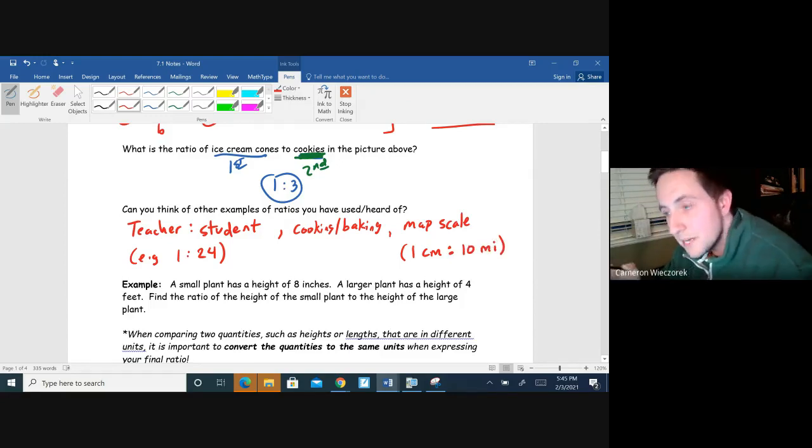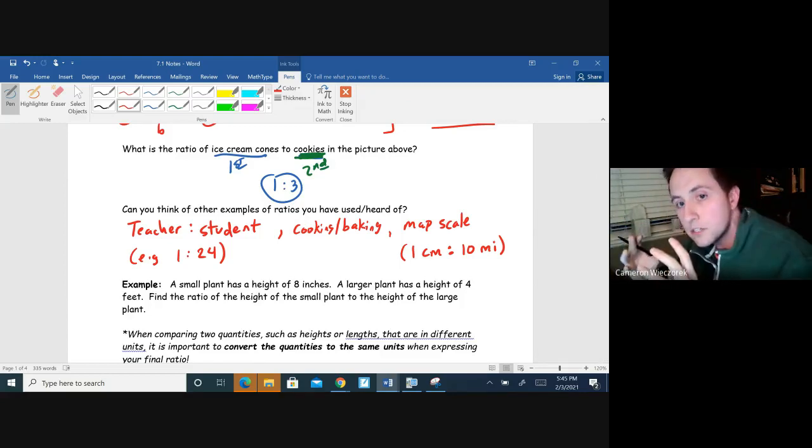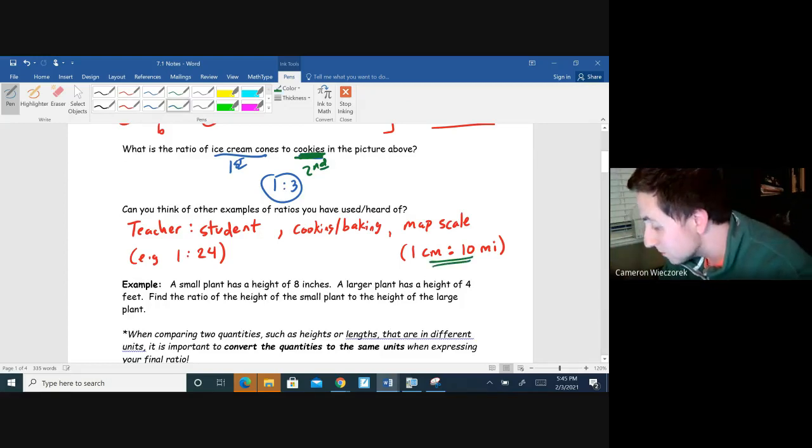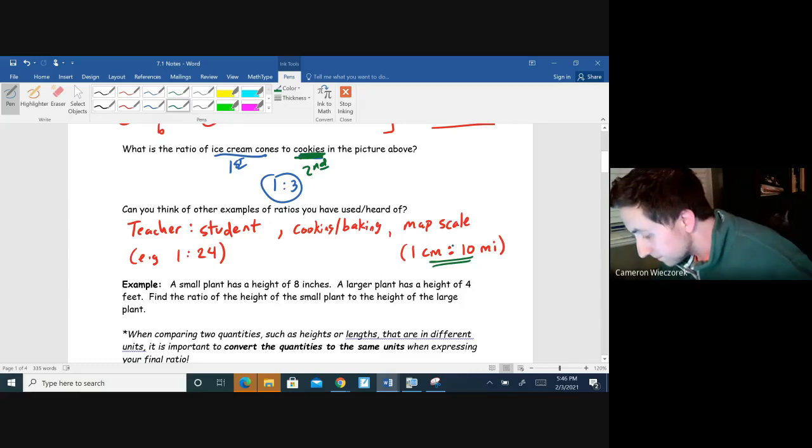You clearly can't fit 10 miles on an actual piece of paper, on an actual map. So they have to scale it down in such a way so that it fits on that piece of paper. So that would be an example. If you can fit 10 miles on a map, you're a mathematician.